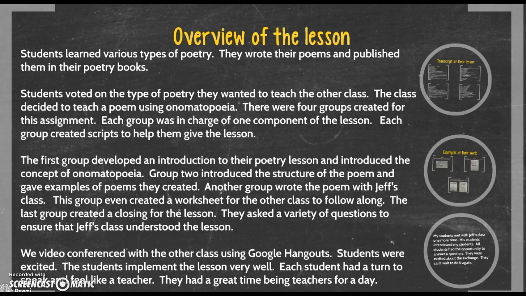So they created 4 groups because they figured that there were 4 sections that they needed to concentrate on. They went to their groups and they were in charge of that one component of the lesson. Each of them, without me prompting them, created their own scripts because they thought that would help with the lesson. So the first group developed an introduction to the poetry lesson and introduced the concept of onomatopoeia. The second group introduced the structure of the poem they wanted to teach, and they gave them examples of the poems they had already created.